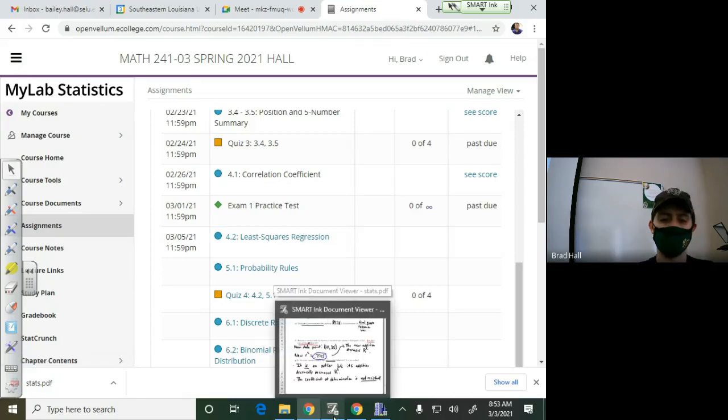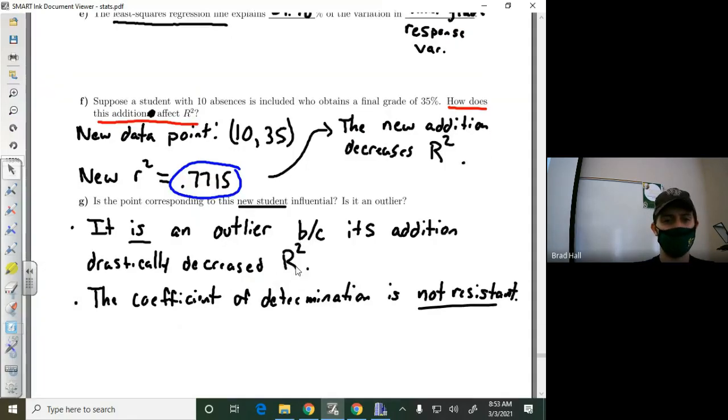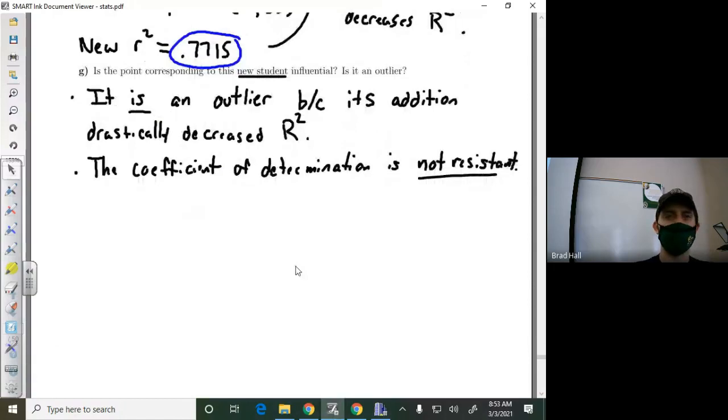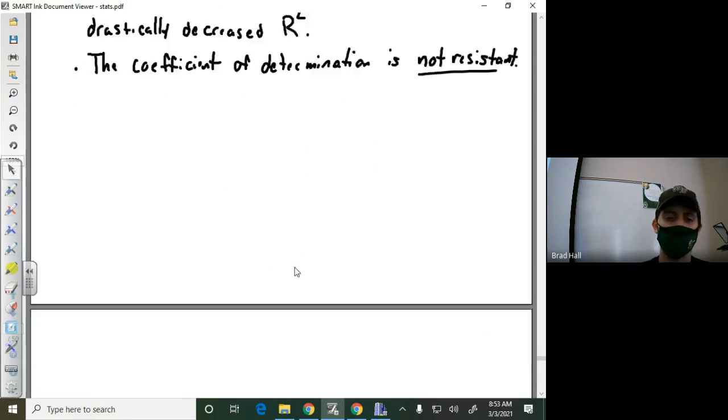But let's go ahead and start with the next, well, really the next chapter on probability, and in particular, probability rules.